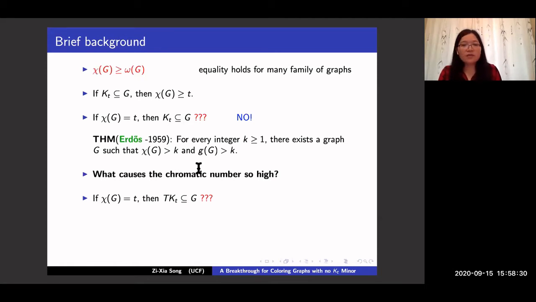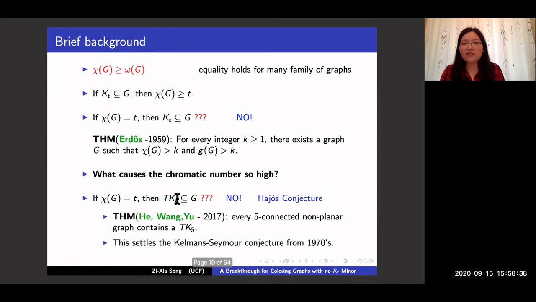Now, is it possible that the topological complete minor here is the troublemaker? Since Xinxin is here, he would so disagree with you, right? And their recent result on Kelmans and Seymour's conjecture here says that every 5-connected non-planar graph contains a topological K5.